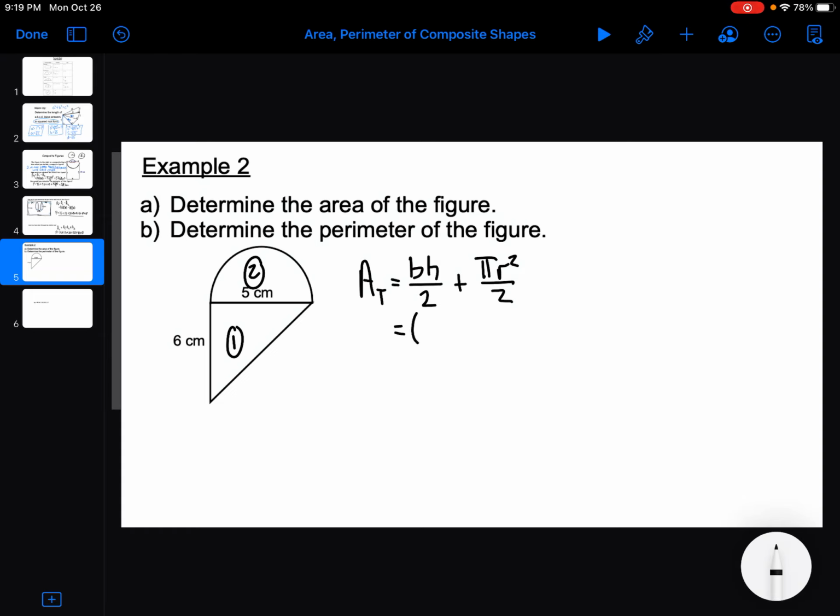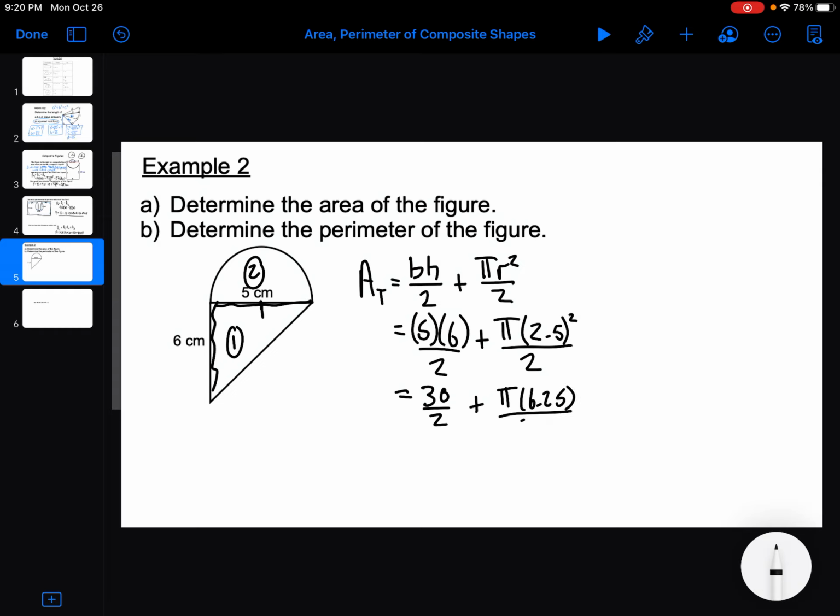Well, our base is, let's call it, 5 times 6. The base is 5 right here. The height is 6 divided by 2. So we've got 30 over 2 plus pi times, now r is only half of the circle, so it's 2.5, not 5, squared, divided by 2. And then what we're going to do is we're going to add all that together. So 2.5 squared is going to give us 6.25. So we've got pi times 6.25 all divided by 2.